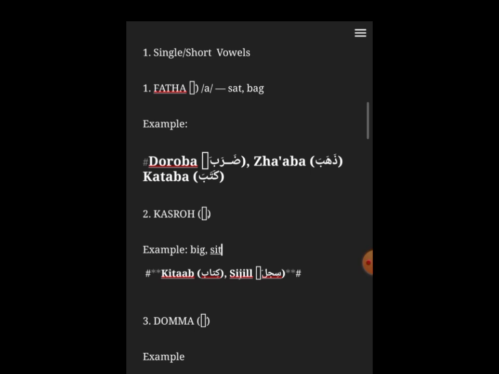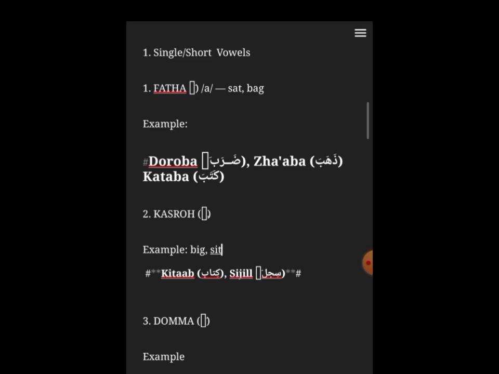You can already see the reason why it is short vowel, because you pronounce it shortly. Sit, big, pick, kick, and it must not be longer than that. Ki, si, kitab, sijil. Is that taken? So this is what the short vowel is all about.